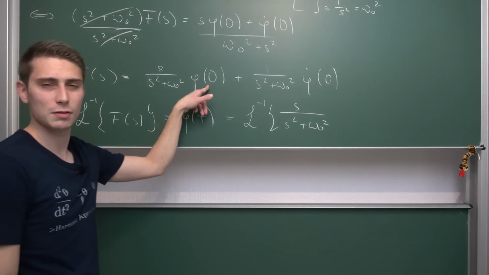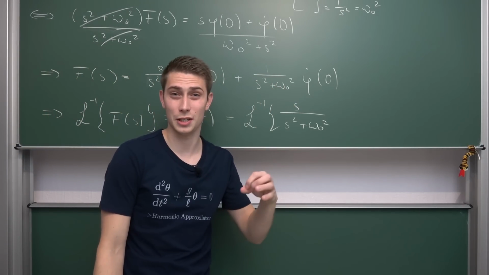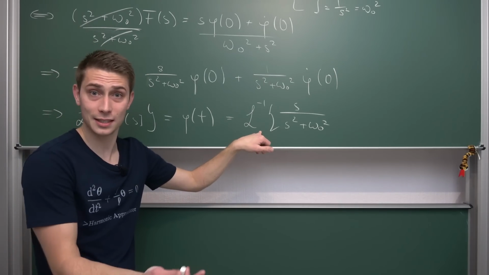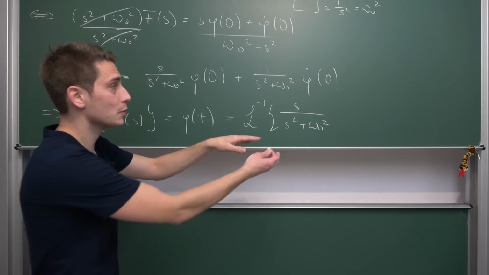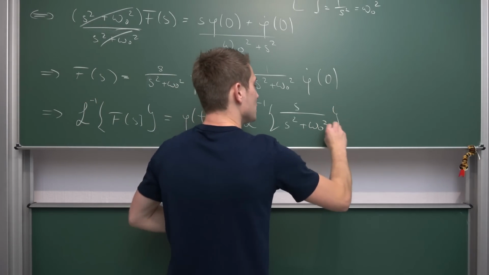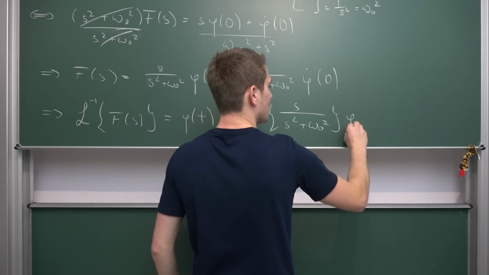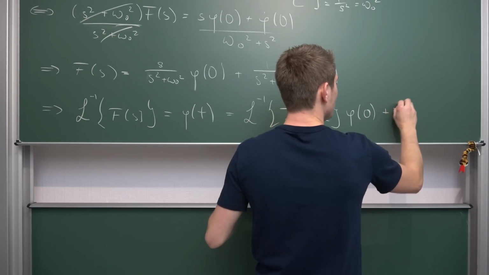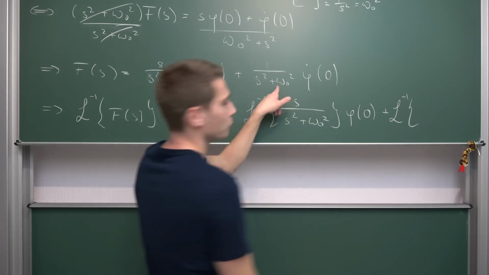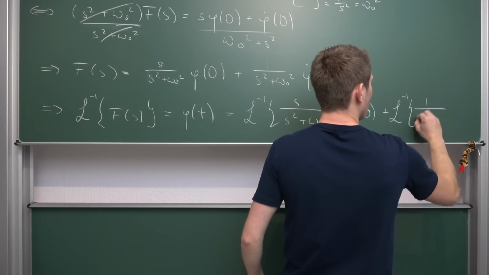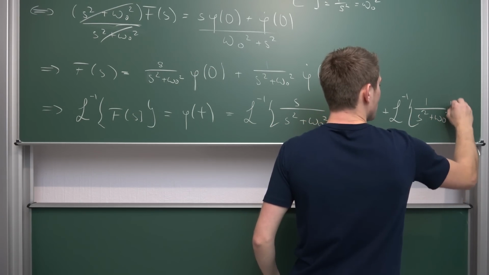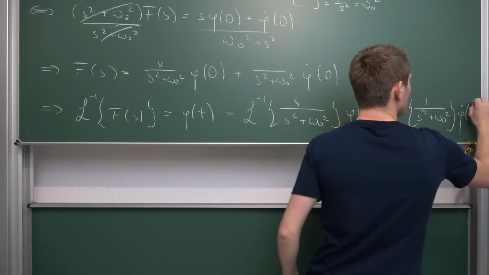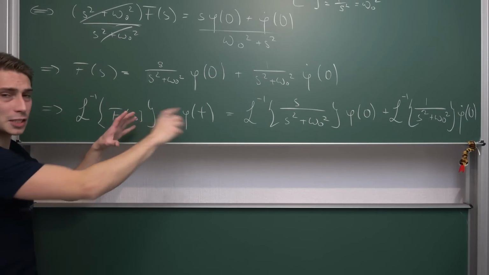Also, phi of 0 is going to be the solution to an initial value problem, meaning it's a constant. And since this is an integral operator, it's linear, meaning we can bring the constant to the outside. So this inverse Laplace transform times the solution to the initial value problem, plus the inverse Laplace transform of 1 over s squared plus omega naught squared, and once again times the solution to the initial value problem. Okay, that was a lot of writing, but this is what we have now.